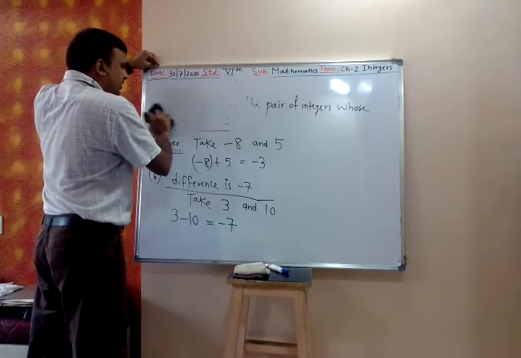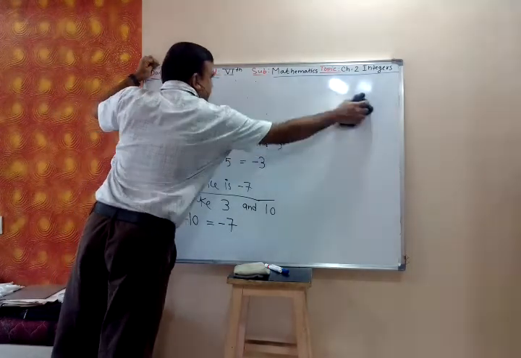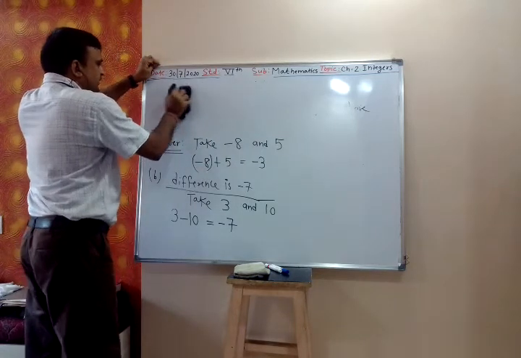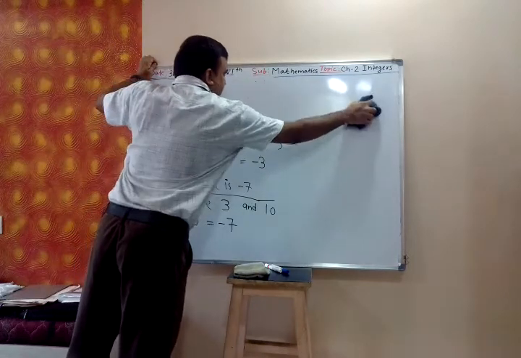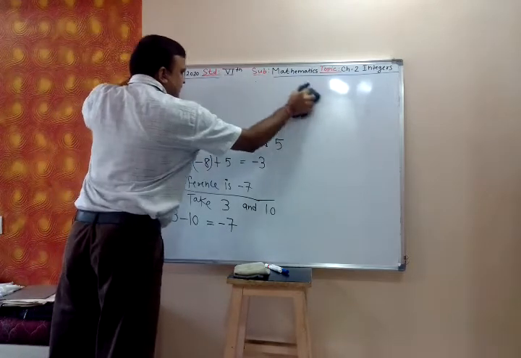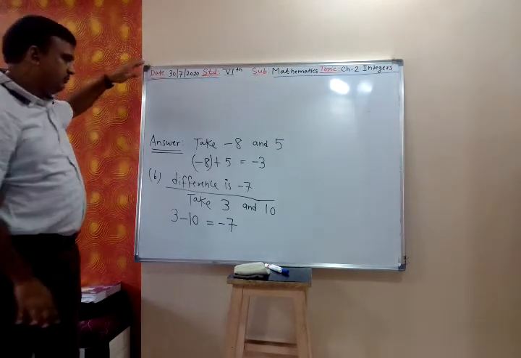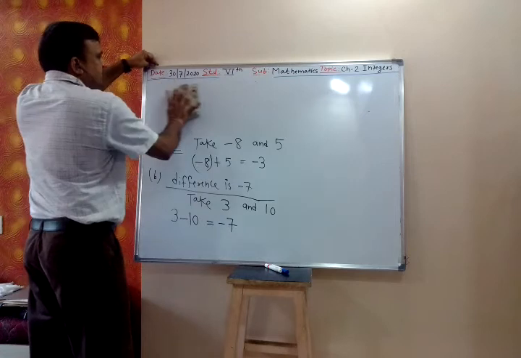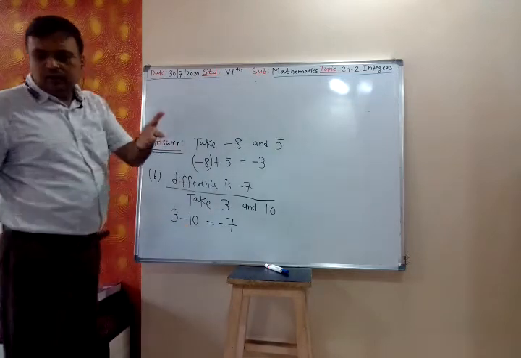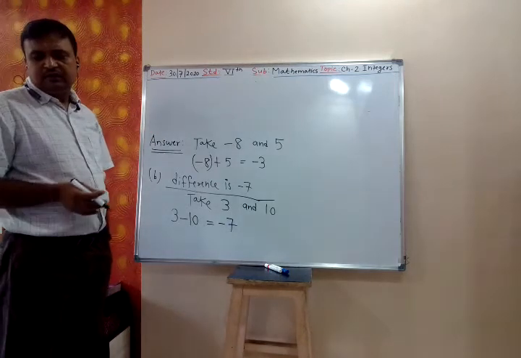You can take 2 and 9. 2 minus 9 will be minus 7. Even if you take 2 and 9, you will get the same answer, minus 7. For the first one you can take minus 7 and 4, or minus 9 and 4, or minus 9 and 6.